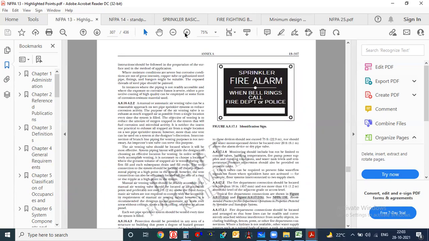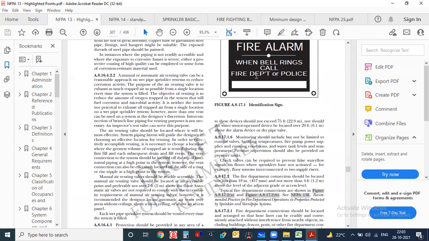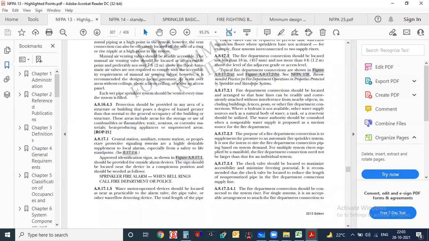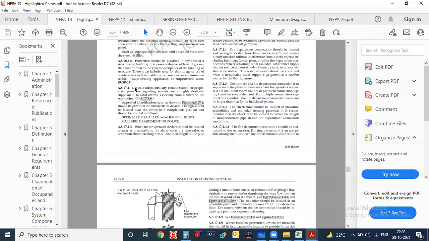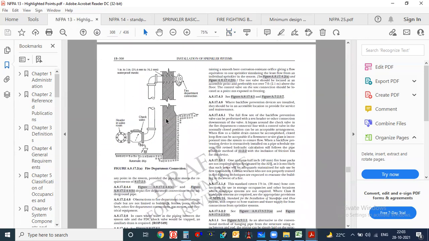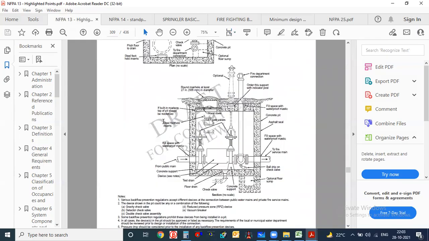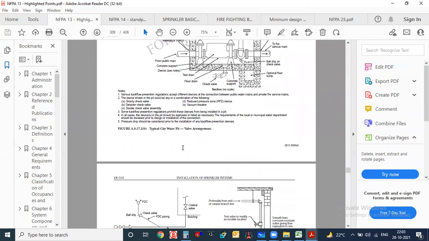Some sections are given about the fire alarm also, like the sprinkler fire alarm. If you want to go through this section, you can. Otherwise, we will discuss the fire alarm topic separately. This is the fire department connection. One fire department connection is given here, showing how you have to connect it. This will come in different books and different standards also. City water pit arrangement. Okay.